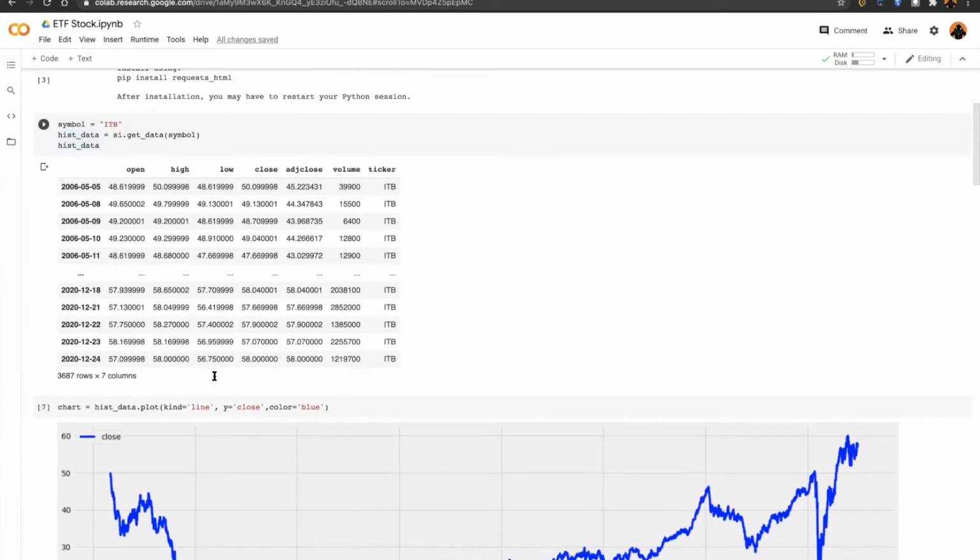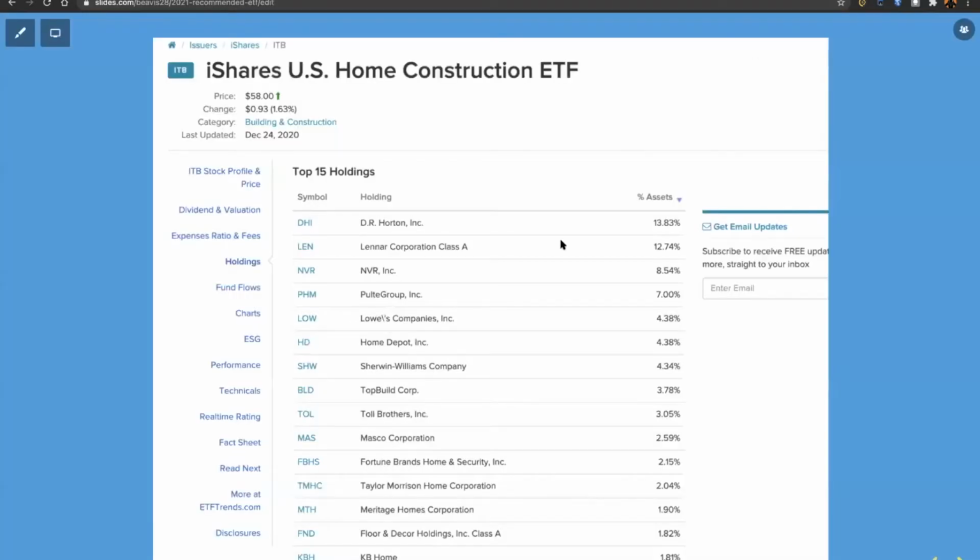So ITB. What is ITB? ITB is this home construction. It consists of many home-related companies, like The Home Depot, where you can buy parts or something like that. So that is number 10 this year.